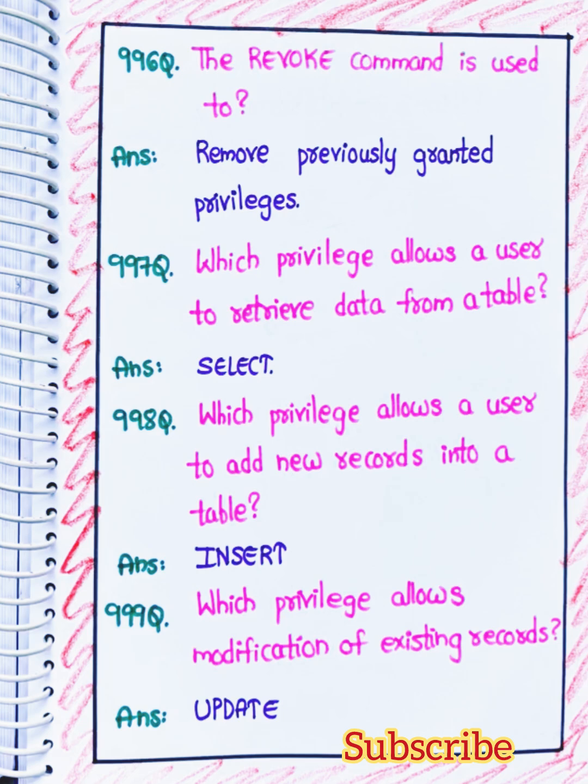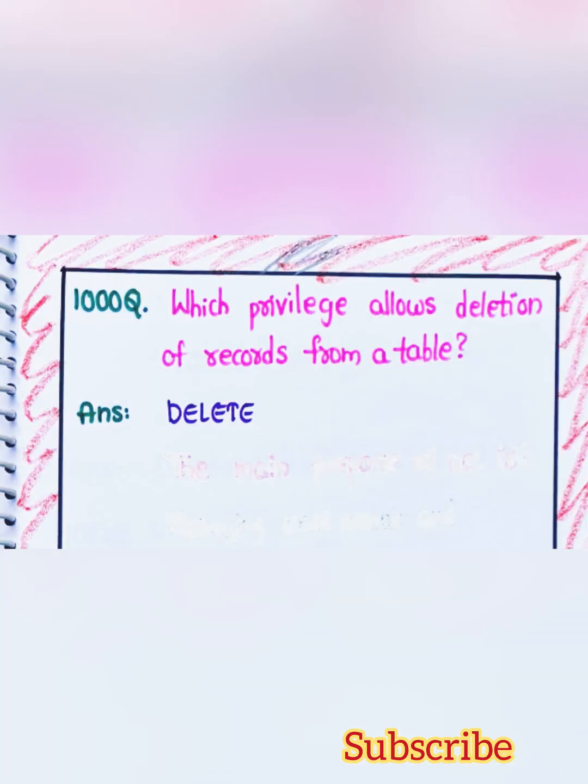Which privilege allows a user to retrieve data from a table? Select. Which privilege allows a user to add new records into a table? Insert. Which privilege allows modification of existing records? Update. Next question. Which privilege allows deletion of records from a table? Delete.